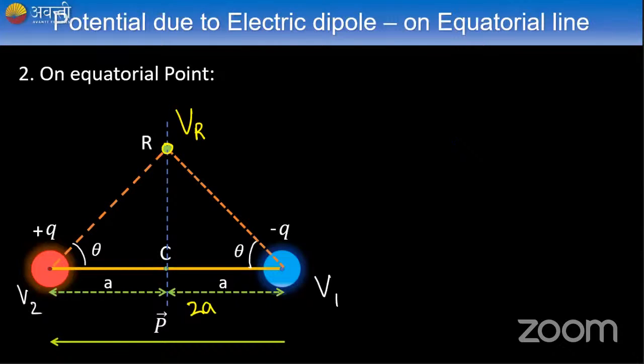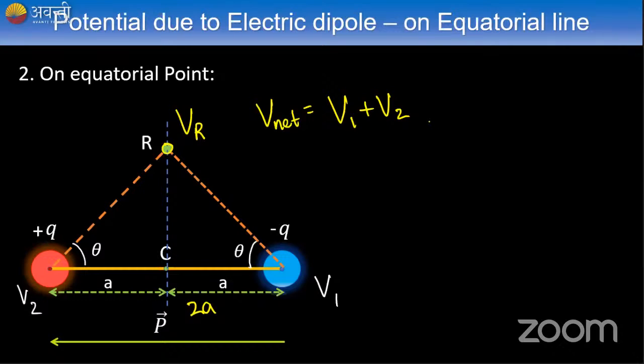Yes, guys, come on, tell me. What could be the net potential at this point R due to this point charge and that point charge? What is V_R? Please reply. V net would be equal to, say V1 is my potential due to the minus Q charge and V2 is my potential due to the plus Q charge. So what will be my V net at this point? It will be V1 plus V2, right?